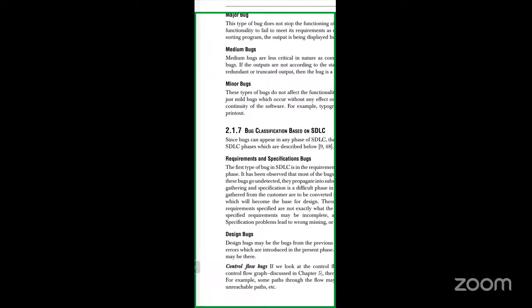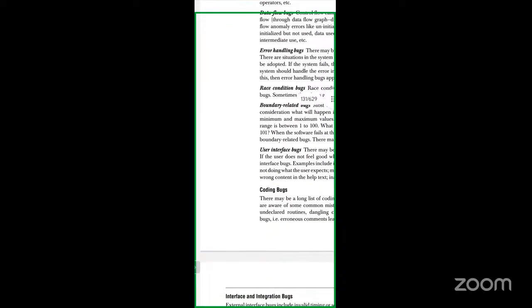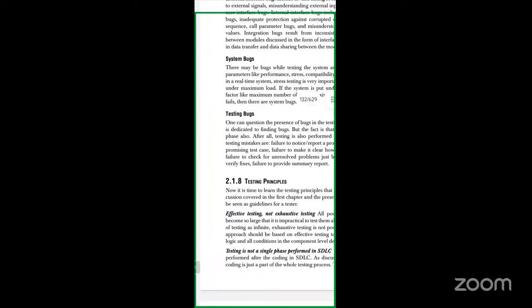That is the software development life cycle. As we have different phases in software engineering, here also we have different phases in SDLC, starting from requirements and specification bugs, design, then coding bugs, then interface and integration bugs, then system bugs and testing bugs.